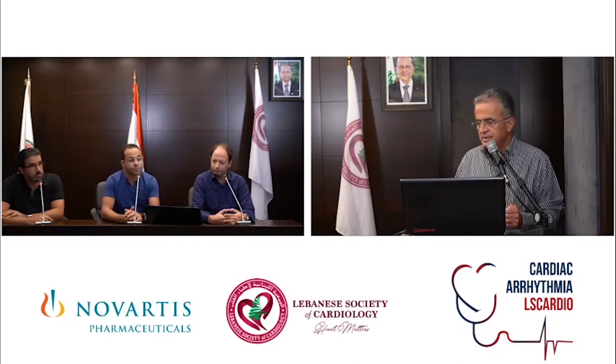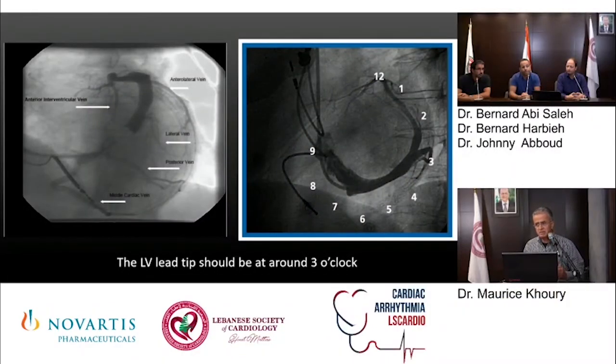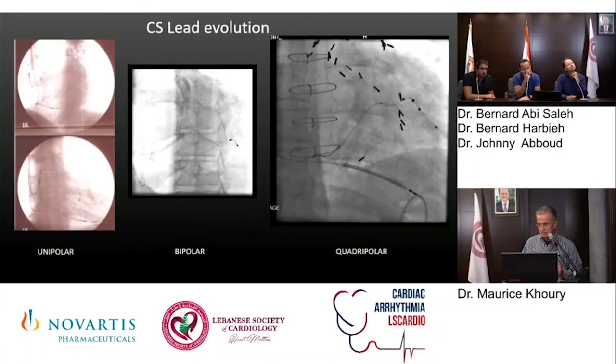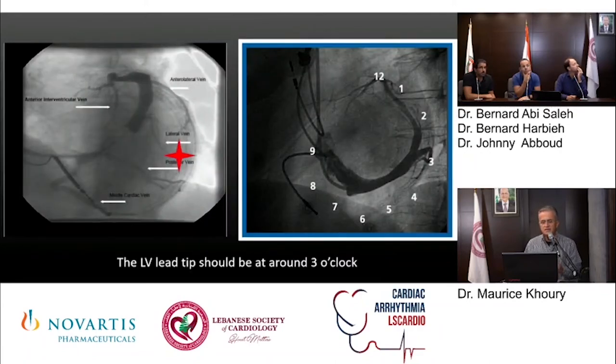This is very important. So, in this patient, you have to try to reach most importantly the posterior lateral wall. And this can be achieved from the left side, through the coronary sinus. And as you know, most of you, that the posterolateral branch should be around what we call the 3 o'clock. And the 3 o'clock is usually between the lateral veins, you see it now as a red cross. And this is where your lead should be.